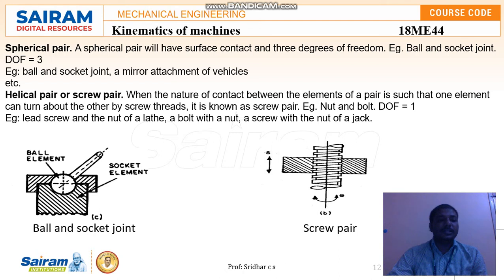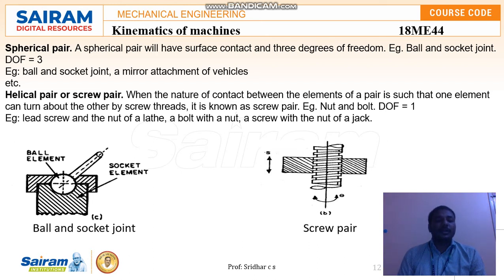You can see this ball and socket joint element. The ball element can move in the x axis, the y axis, and the z axis. That is what we call a spherical pair. A spherical pair has only surface contact, and it can produce 3 degrees of freedom. The best example is the ball and socket.